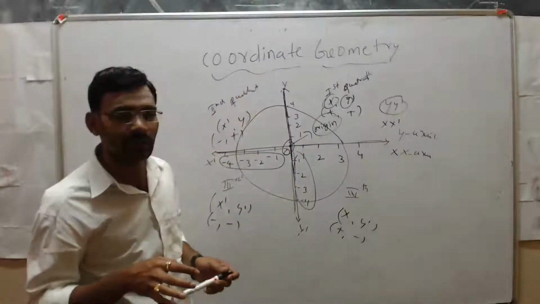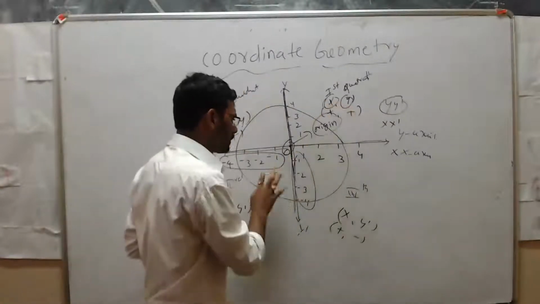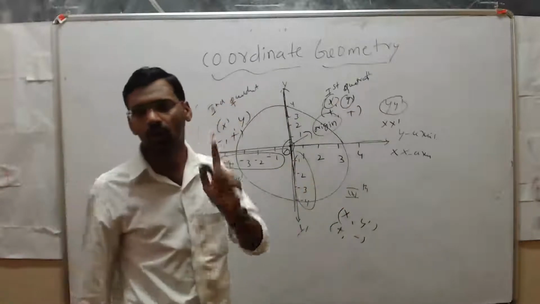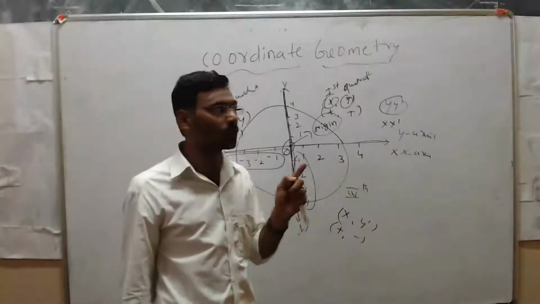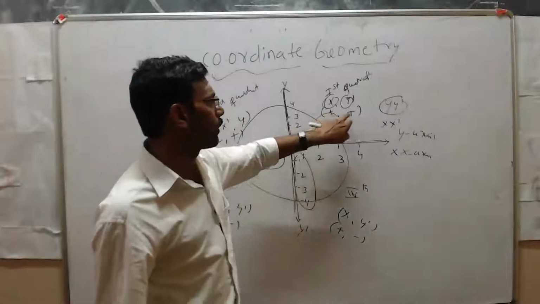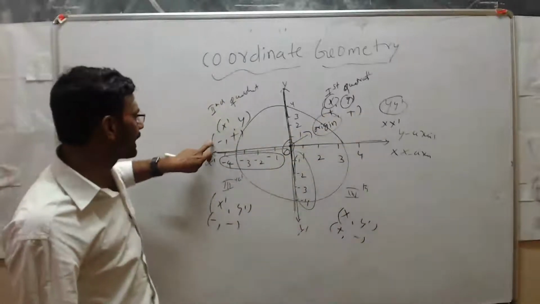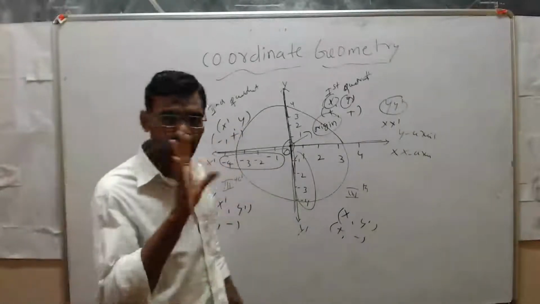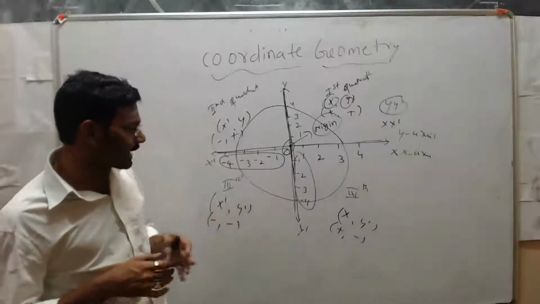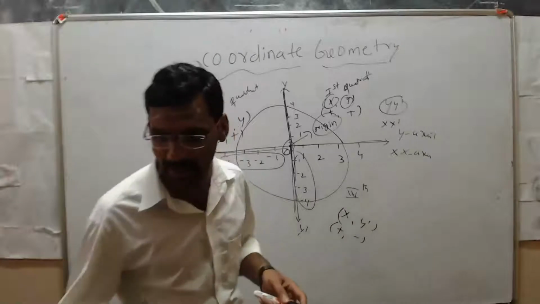Cartesian plane has how many quadrants? 1, 2, 3, 4. Four quadrants. In the first quadrant both are positive. Second quadrant negative, positive, always the x-axis value first. Third quadrant negative, negative. Fourth quadrant positive, negative.